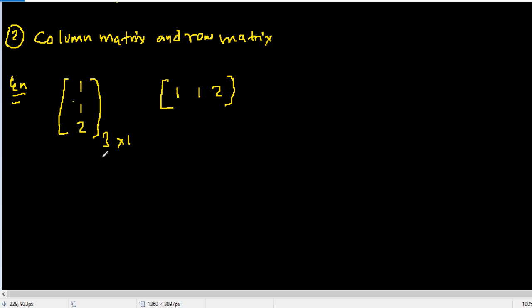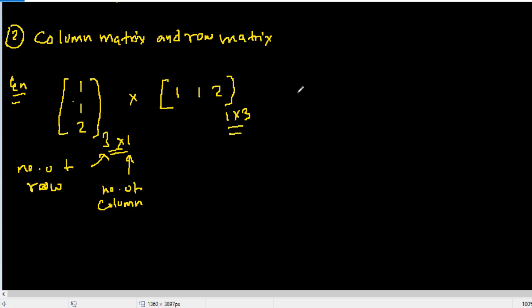Same as before, this one represents the number of rows, and this one represents the number of columns. So from the order we can see that this one becomes 1 cross 3. Let's see the order of the matrix that comes out after the multiplication of these two matrices.